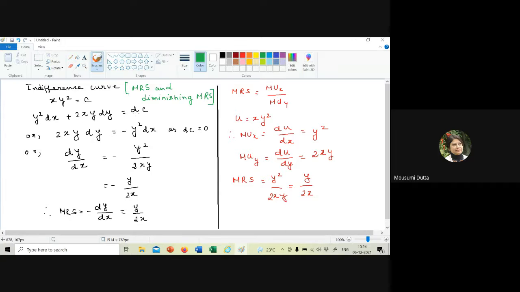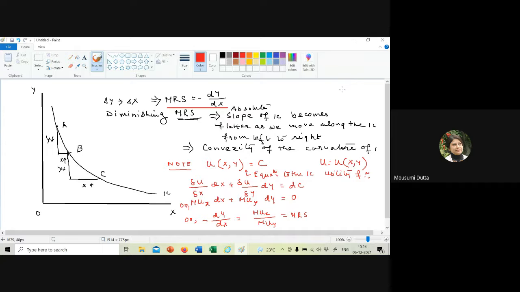Please write down an equation. Consider the indifference curve given by x y square is equal to c. Consider an indifference curve given by x into y square is equal to c. That is, my utility function is x into y square.